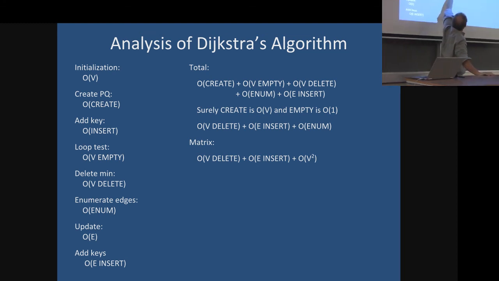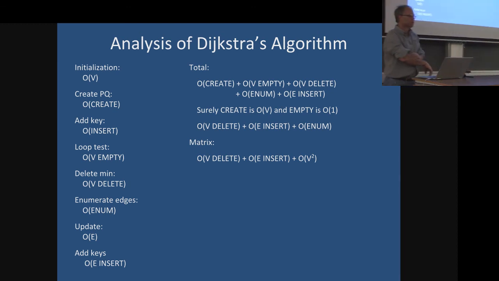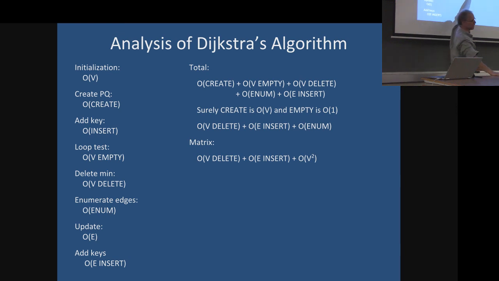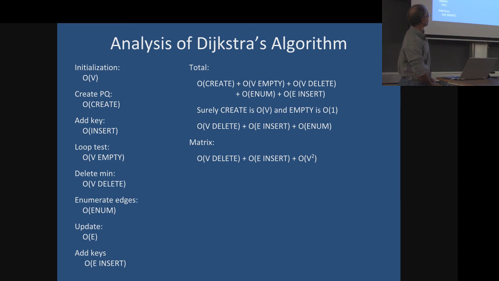How much could we spend on deletion without making this sum any bigger than it is right now? Suppose the cost of deletion was O of v. What would this term become? V squared, and it would disappear because it's the same as that. So we can spend as much as linear time on a deletion.